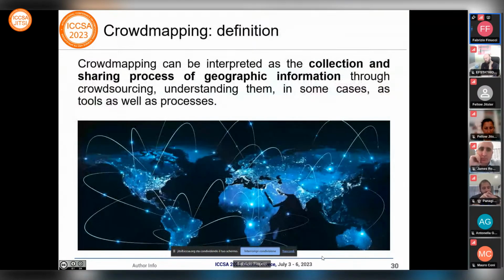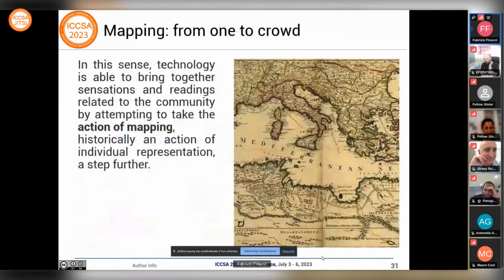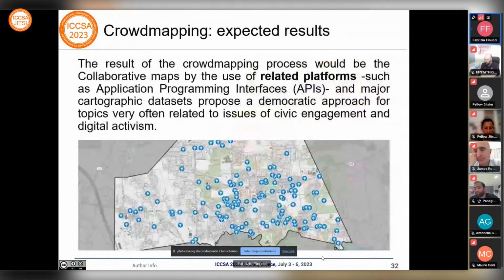Crowd mapping is another group of crowdsourcing, and actually is the collection and sharing process of geographic information. It's particular to consider that we consider the geographic approach as an individual understanding of a territory or of a land, but nowadays even this personal thing is becoming a collective way of thinking.